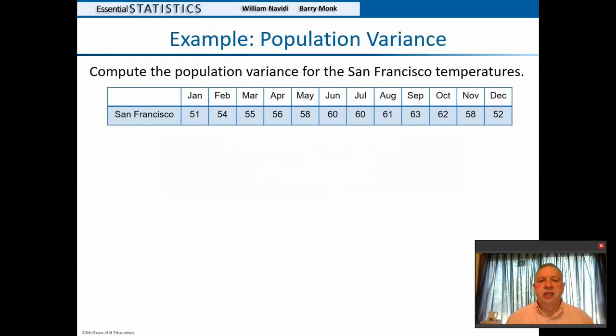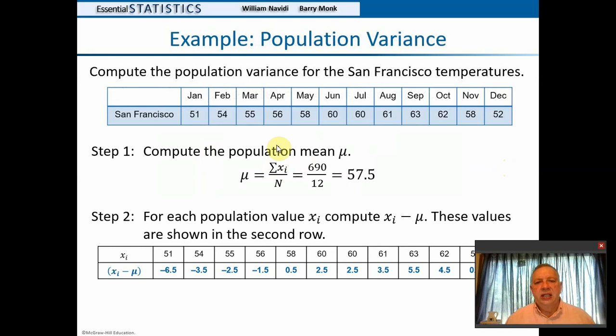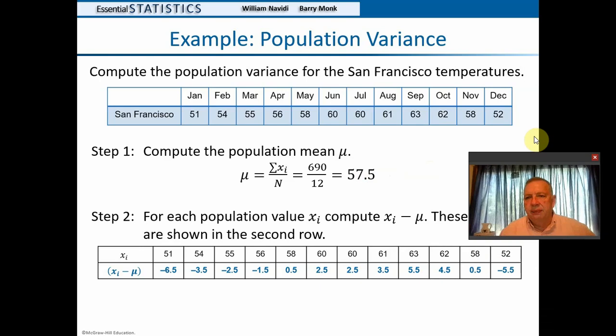So compute the population variance for the San Francisco temperatures. Here were the temperatures. I need to first calculate the mean. So if I sum up all the data points and divide by the 12, we've got 12 values, we get a mean annual temperature of 57.5 degrees.